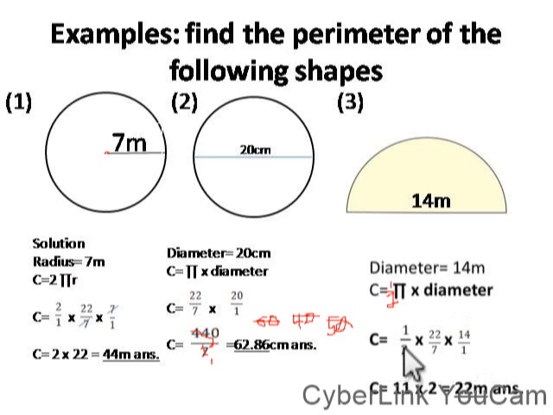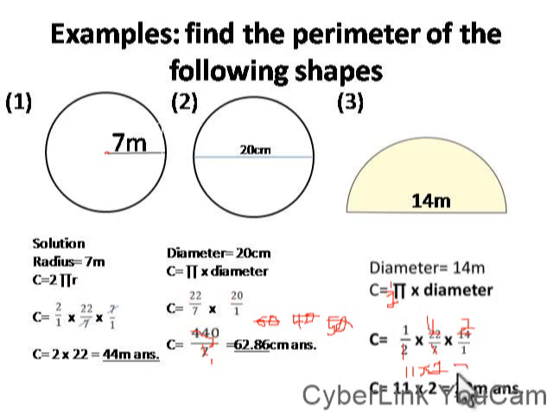Then 2 can divide 22. 2 divide 22 will give us 11. Then 7 can divide 14. 7 divide 7, 1. 7 divide 14 will give us 2. Alright, so we now have left 11 times 2. 11 times 2, that will give us what?